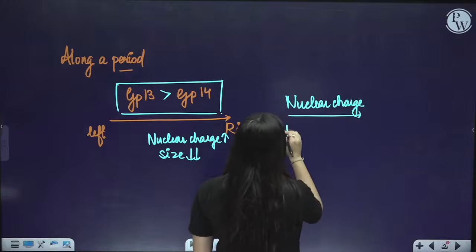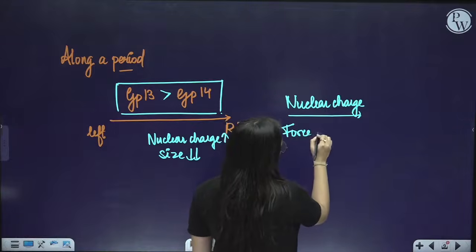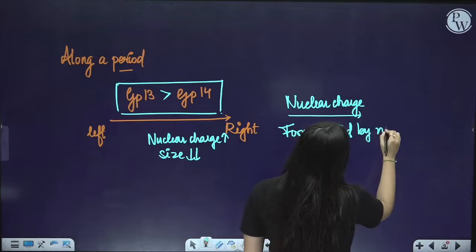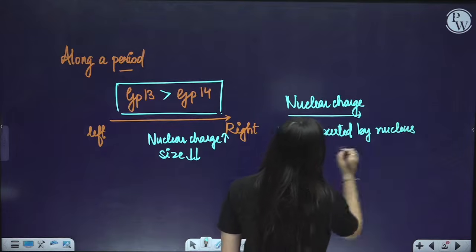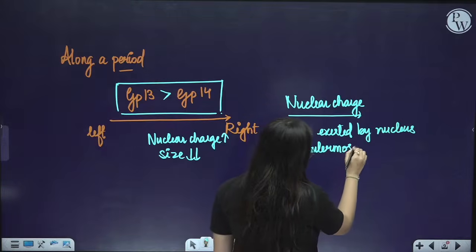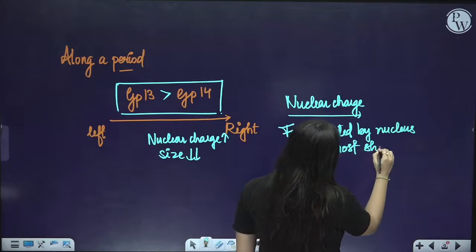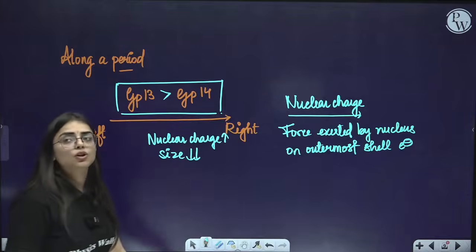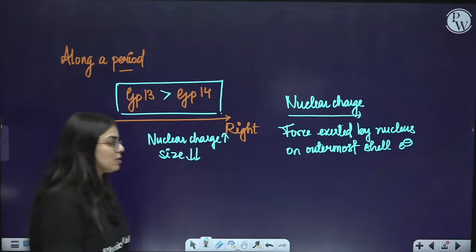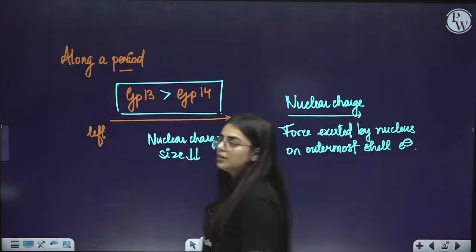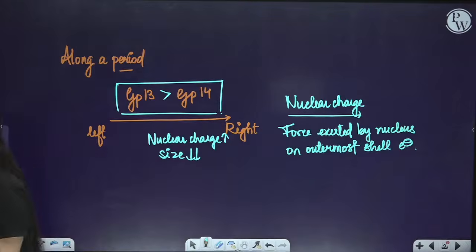This is basically the force exerted by nucleus on outermost shell electron. This is what a nuclear charge is, everyone. Clear with this part? Just take a moment, write it down so that I can start with the next trend now.